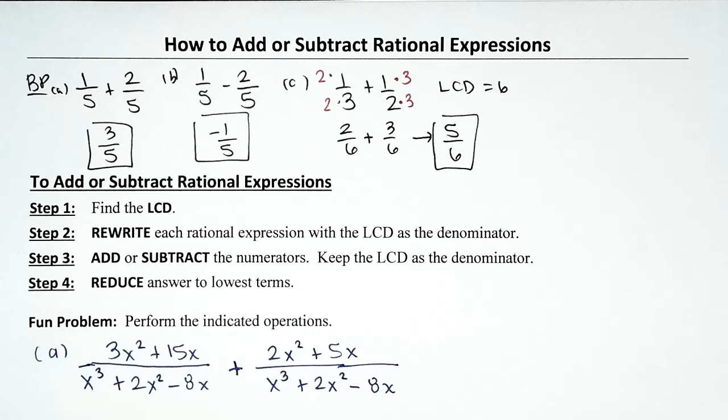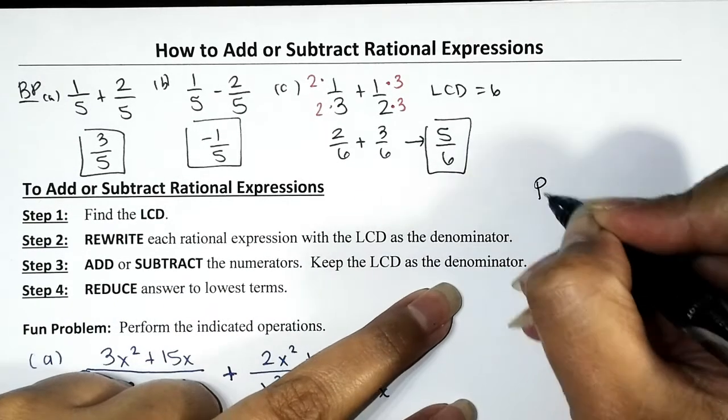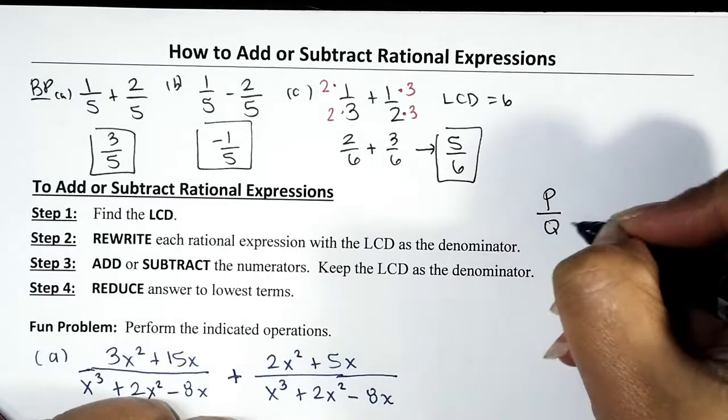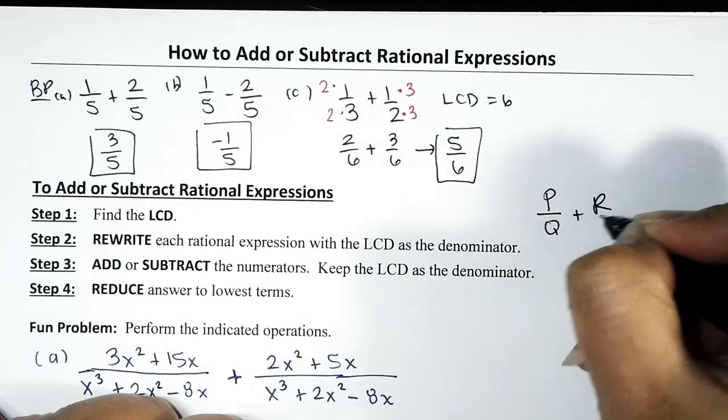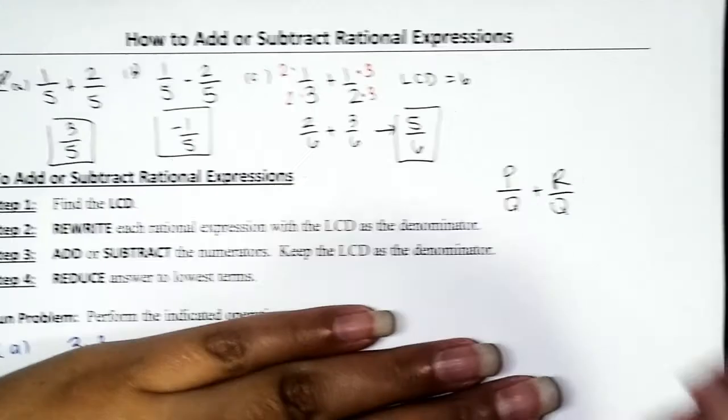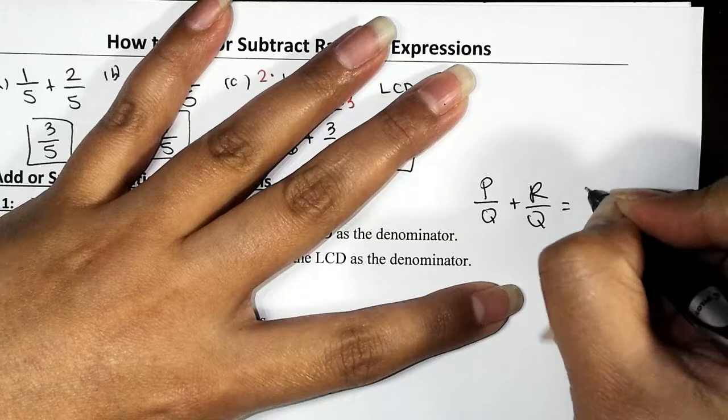So we did a quick review on how to add or subtract regular fractions, but now the question is, how do we add or subtract rational expressions? We are going to add or subtract the same exact way. So we have P and Q represent polynomials, so we have a rational expression, and then we're going to add to it another rational expression. How do we add two rational expressions? Same way as we do our regular fractions, okay? We're going to add the numerators.